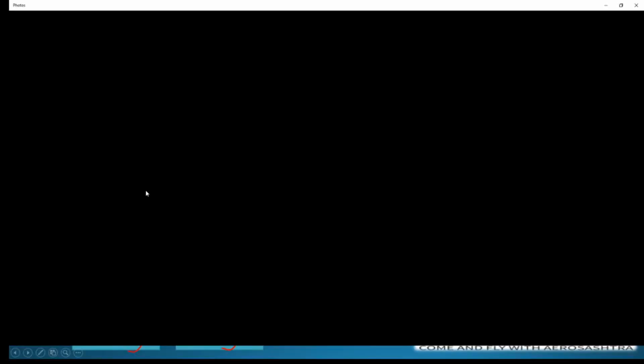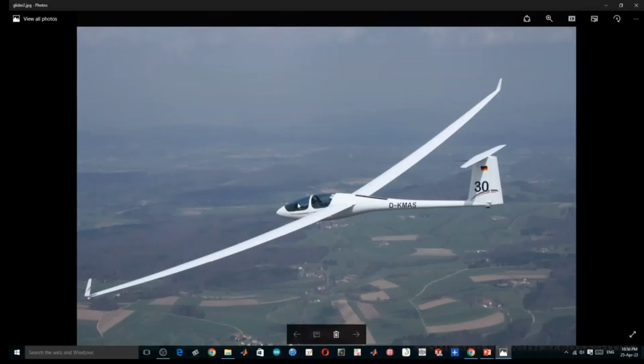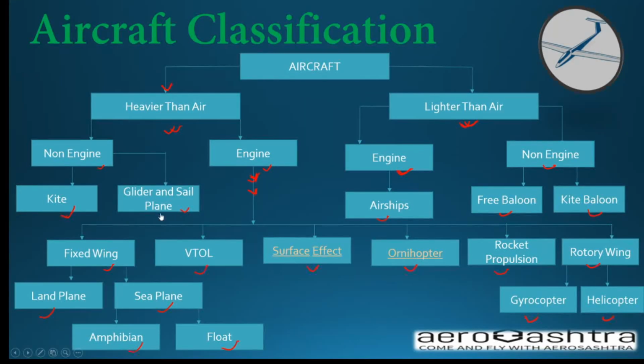Here we know what gliders are. This is the glider basically, which does not contain any moving part. Any moving part in the sense, there is no engine. There is no engine at all. That's why it comes under non-engine. And kite, we know what kites are.